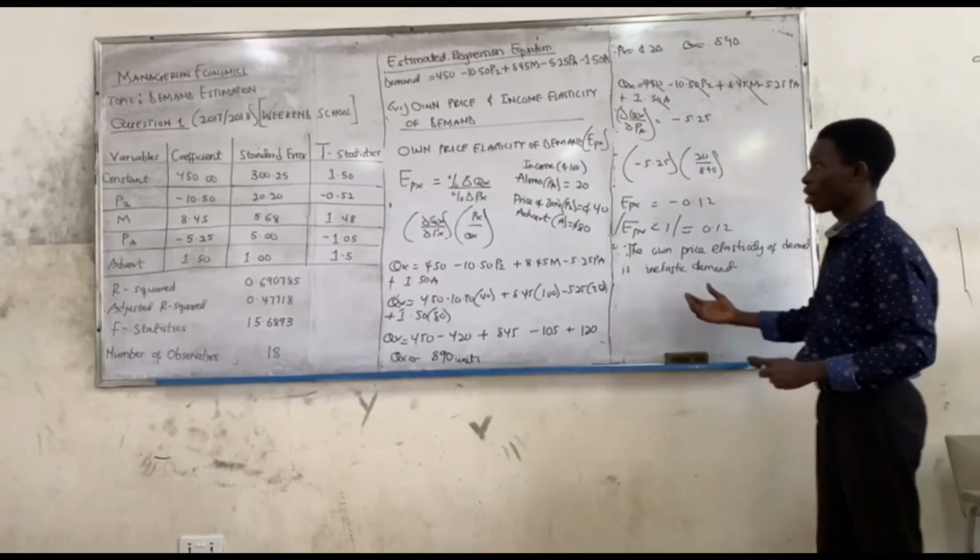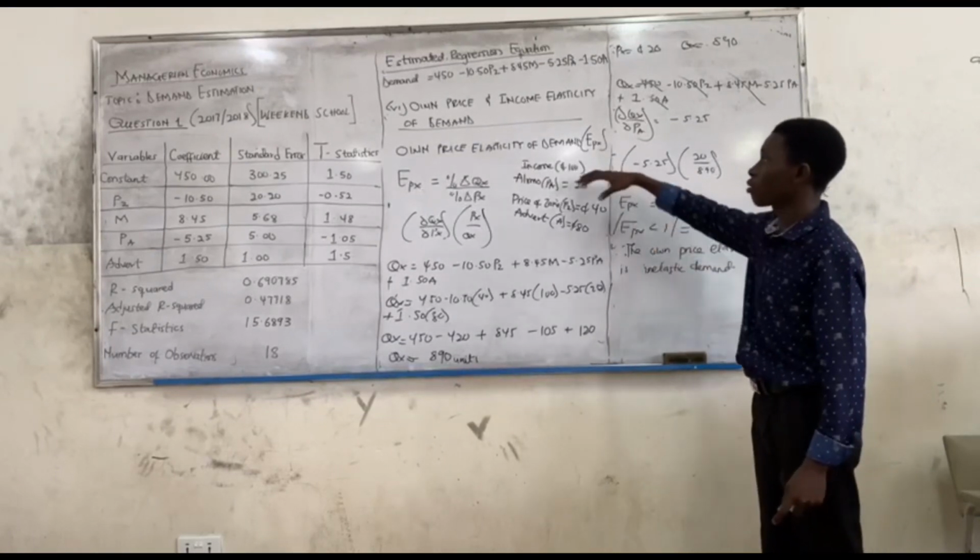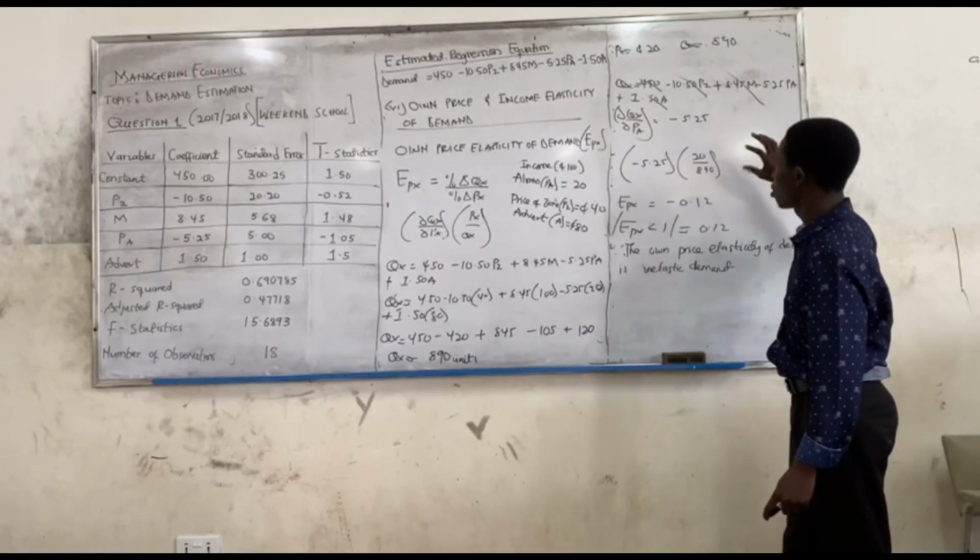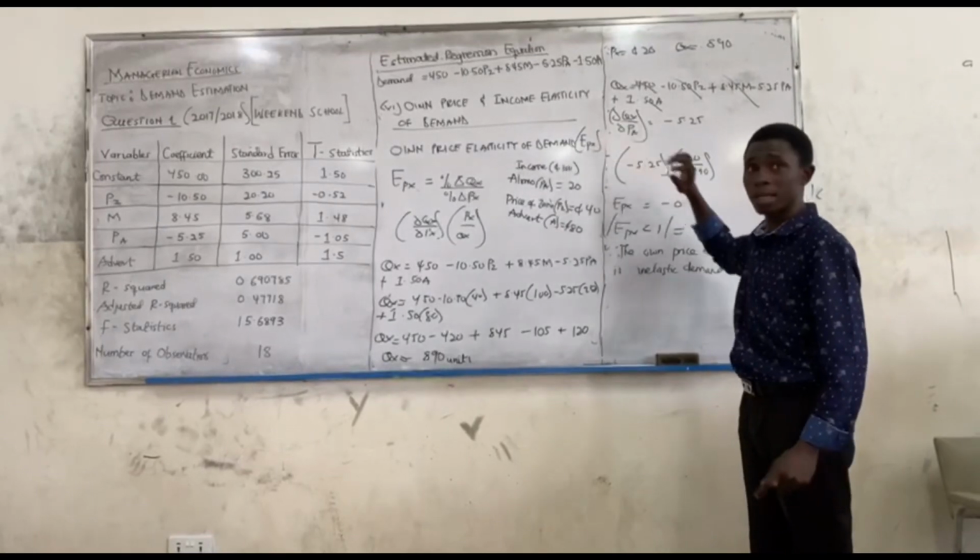We are done with the own price. We move on to what? So there is the own price. We are moving on to the income side.